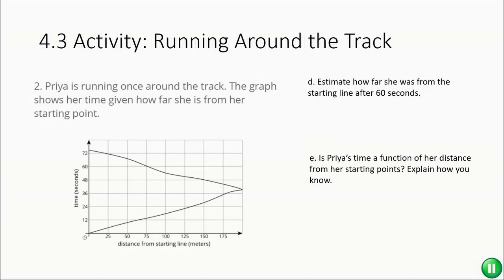All right, welcome back. So estimate how far she was from the starting line after 60 seconds. After 60 seconds, so let's find 60 seconds. Where, how far she was. So right here, it looks like she was about 75 meters. Okay, so we're going to say she was 75 meters, and there's only one point on the graph corresponding to a time of 60 seconds, and that would be it. Okay, right there, 75 meters.